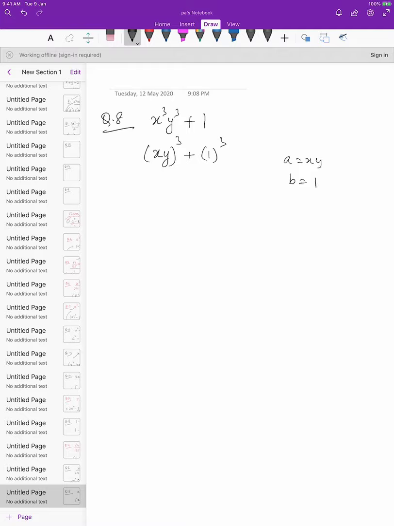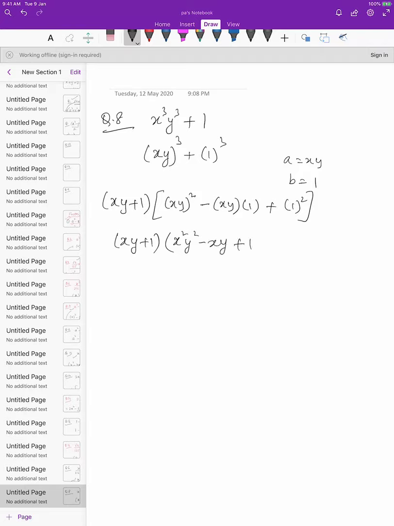So applying the identity, you'll get a plus b, second bracket is a square minus a into b plus b square. So after opening out, we'll get xy plus 1 into x square y square minus xy plus 1. So this is how we factorize. I think now you can move on to the next question.